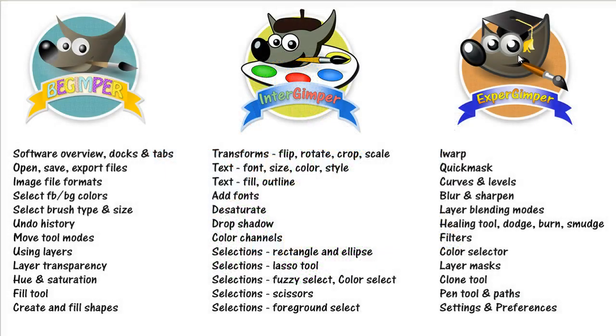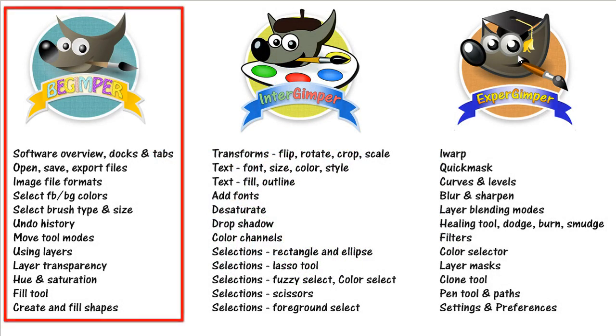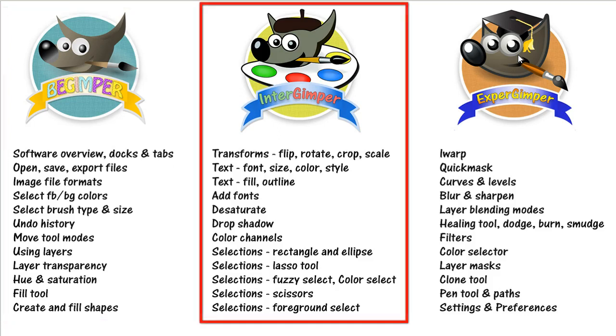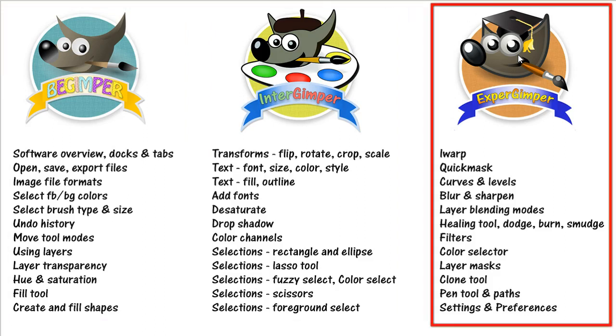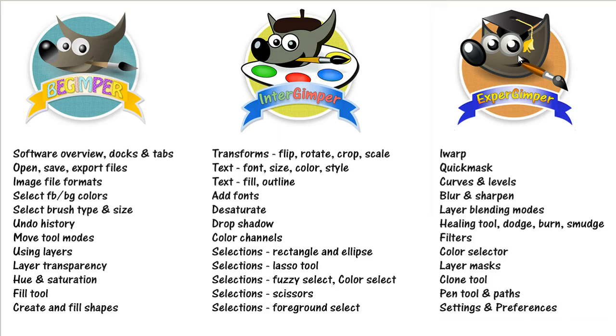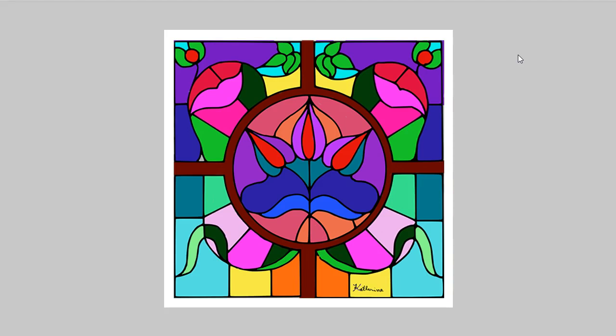Here's an overview of the skills and concepts covered in this course. I've divided them into 3 levels of GIMP ability: Begimpers or beginning Gimpers, Intergimpers with intermediate skills, and by the end of the course, students will have acquired the necessary skills to be considered expert Gimpers. All the concepts taught in this GIMP course will carry over to any of the other popular graphics programs a student may use later, such as Photoshop. Here are some examples of previous students' work for this course.